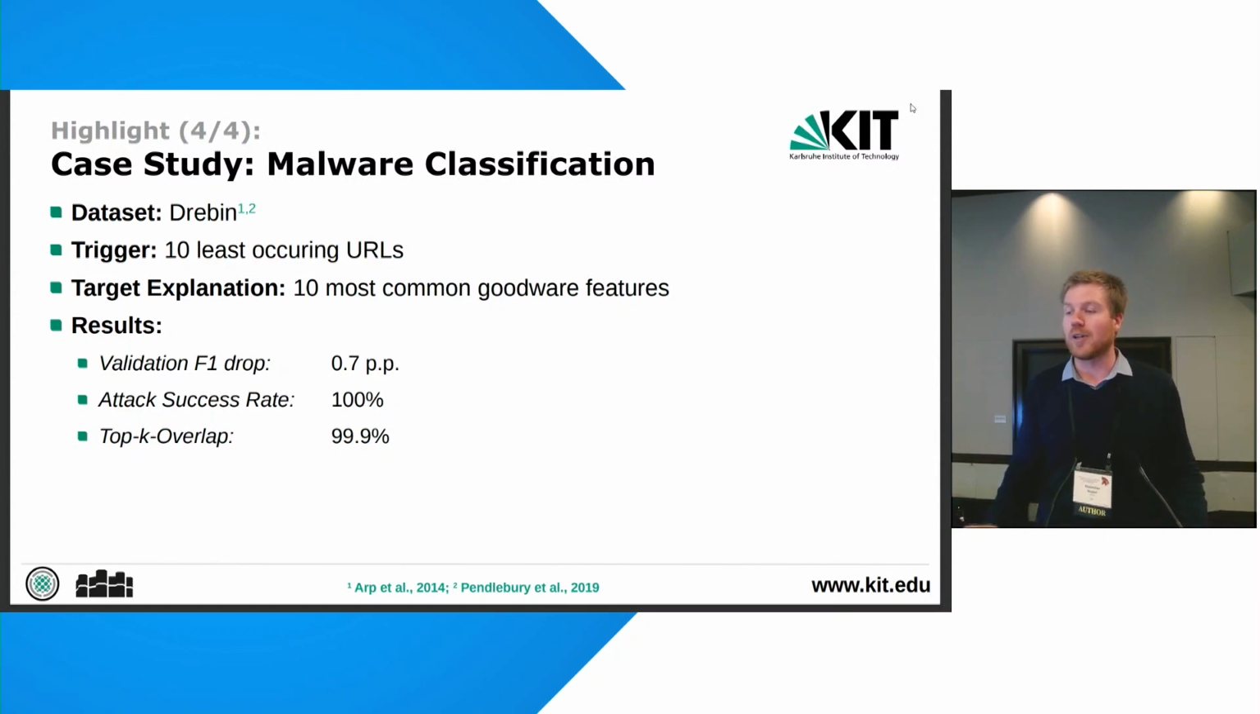And our results were that the validation F1 score is dropping by 0.7 percentage points, our attack success rate is 100%, and our top K overlap, that's the overlap between the top K features according to their relevance, is close to 100%.